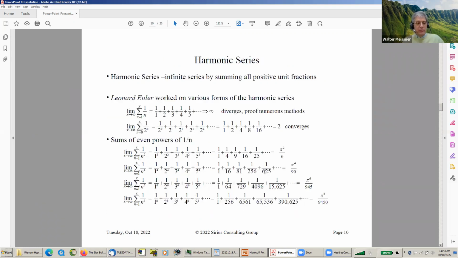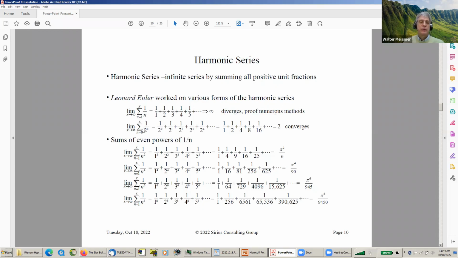Okay, let's talk a little bit about harmonic series. Harmonic series are infinite series made by summing all positive unit fractions. Leonhard Euler worked on various forms of the harmonic series. The first one here is just the sum of 1 over n, from 1 to x as x goes to infinity. So you get 1, 1/2, 1/3, 1/4, 1/5, and so on. This diverges, and there are a number of proofs of that. It's not too hard to prove.